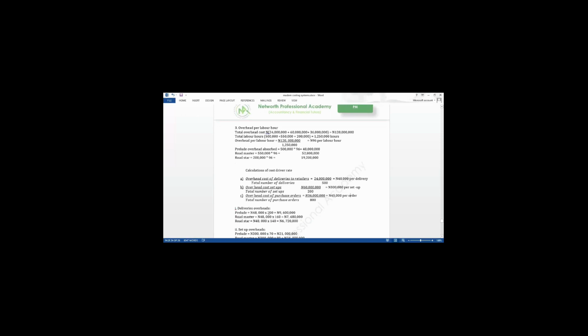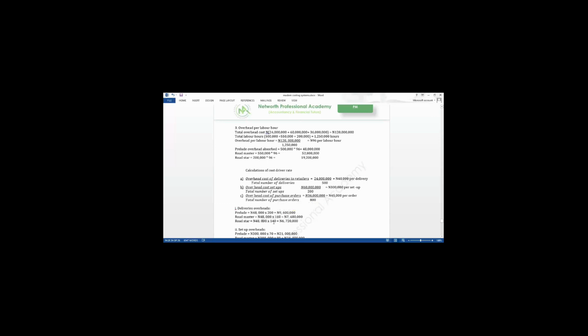For Prelude, we have 200 deliveries. Look at it. 48,000 per delivery, and we have done 200 deliveries for Prelude. 48,000 naira multiplied by 200. That means for Prelude, we are going to allocate 9.6 million. For Roadmaster, we have done 160 deliveries multiplied by 48,000 per delivery. That gives us 7.68 million.